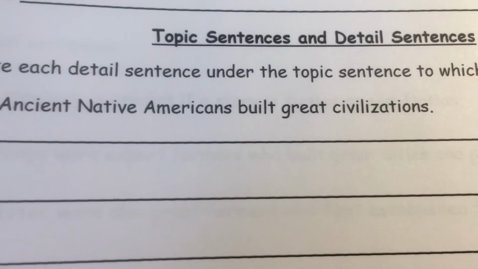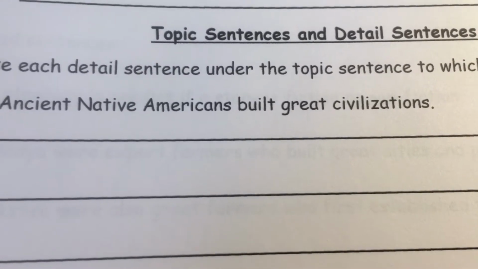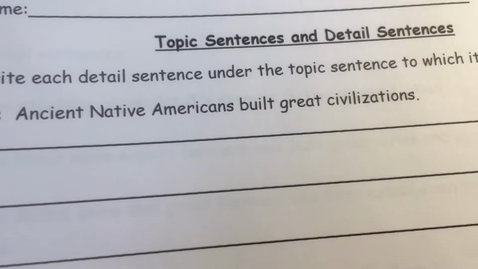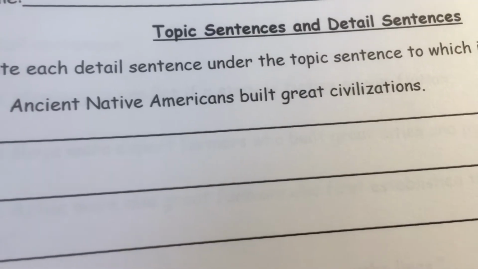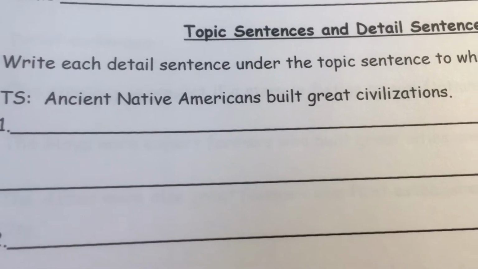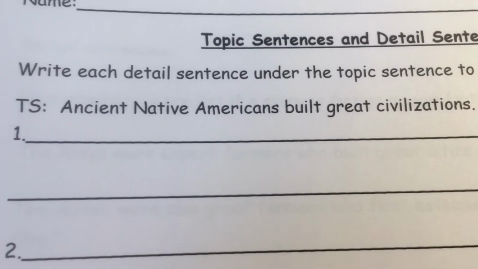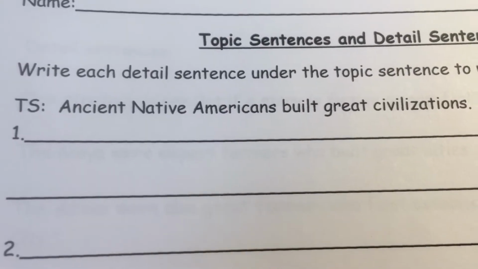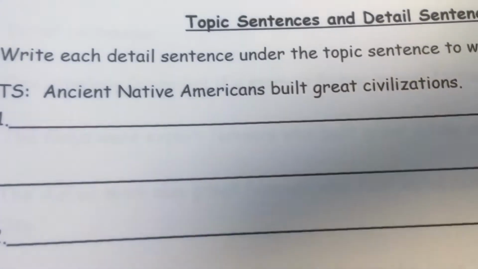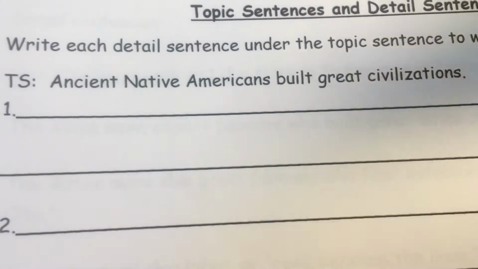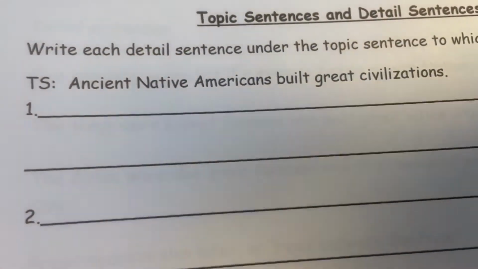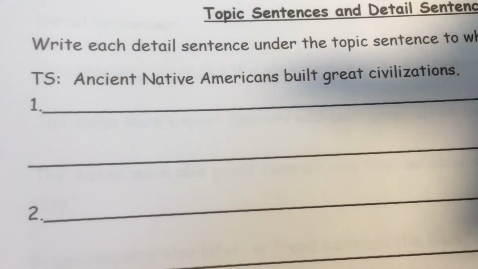And today we are going to continue practicing how to distinguish between topic sentences and detail sentences and figuring out which detail sentences would go under which topic sentences. So yesterday we talked about how a paragraph is 3 or 4 sentences, and every paragraph starts with a main idea sentence, which we call a topic sentence. And then the other sentences are details about that main idea.